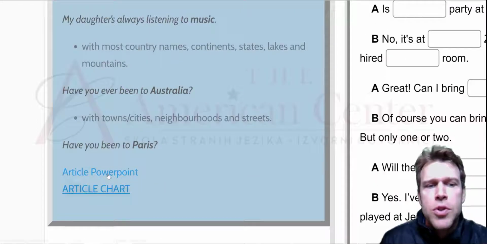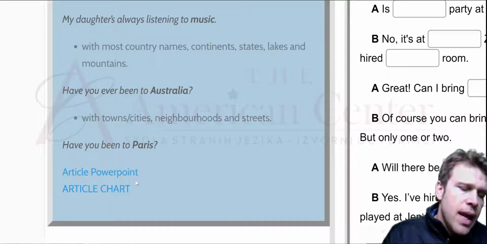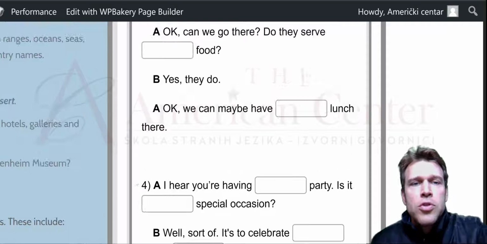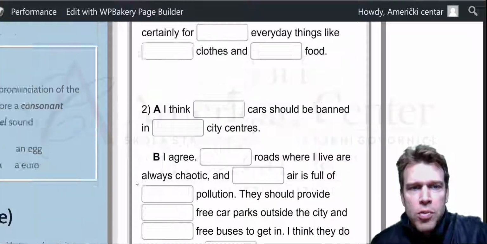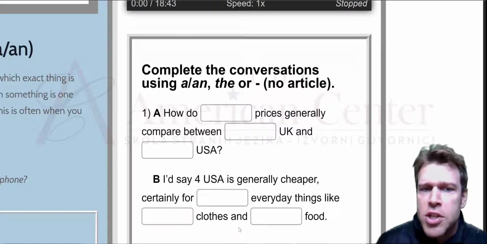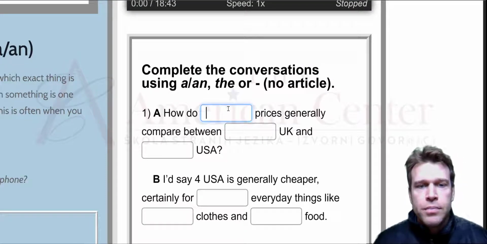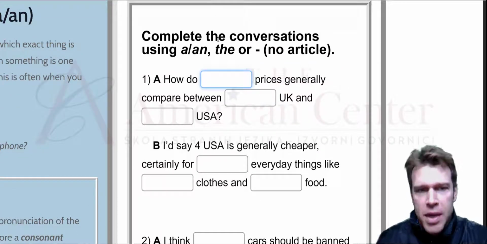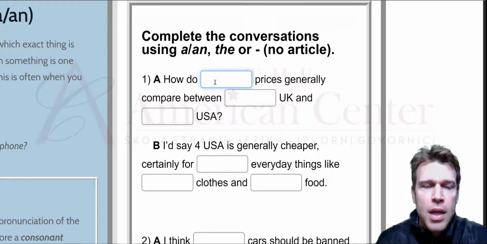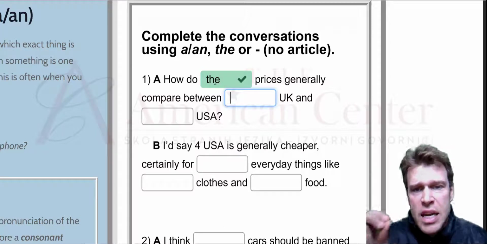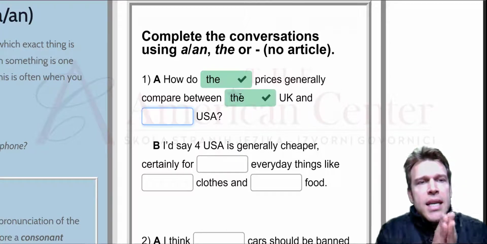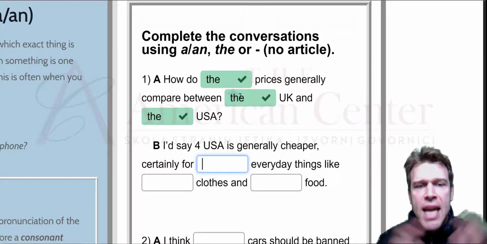These are specific rules for zero articles, and let us do a little practice together, and we'll try to hurry, but we'll see. Okay, all right. So complete the conversations using a, an, the, or zero article. Okay, now, how do blank prices generally compare? Okay. So how do any prices? The prices, not any prices, because these are specific prices between the UK, because it has a plural meaning, and the United States, okay?